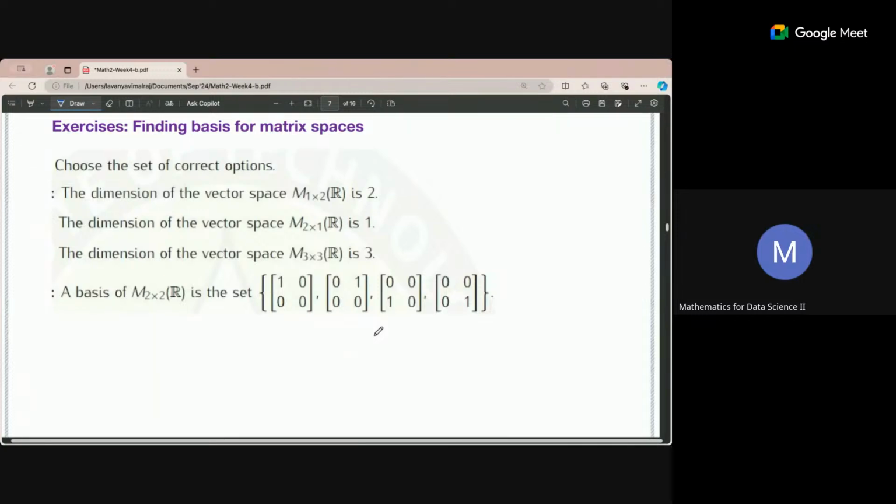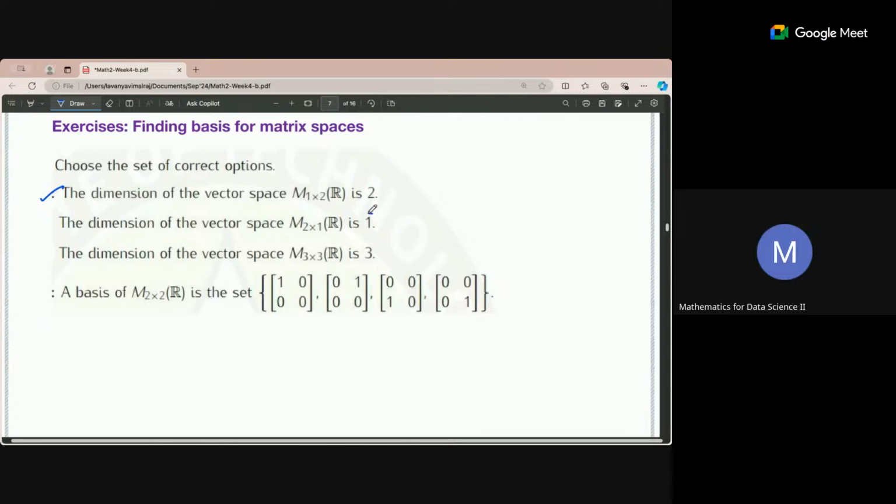For matrix spaces, here you have a problem where you have to choose the correct option. The first one: what is the dimension of the vector space M1 by 2 of R? It is given as 2. Is that correct? Yes. What is the dimension of the vector space M2 by 1 of R? 2.